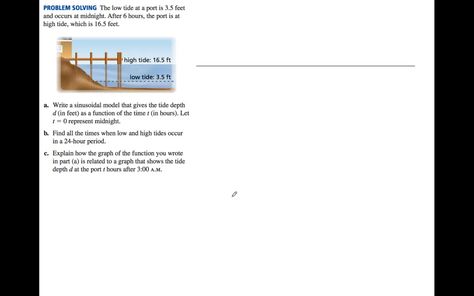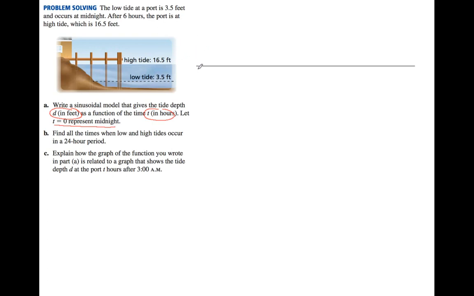Low tide at a port is 3.5 feet and occurs at midnight. After 6 hours, the port is at high tide, which is 16.5 feet. Our first goal is to write a sinusoidal model that gives the tide depth, d in feet, so it's telling us about the units, and t in hours. Let t equal 0 represent midnight, okay?